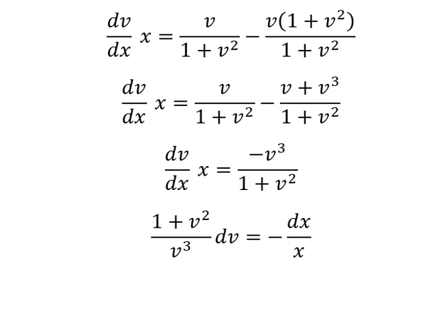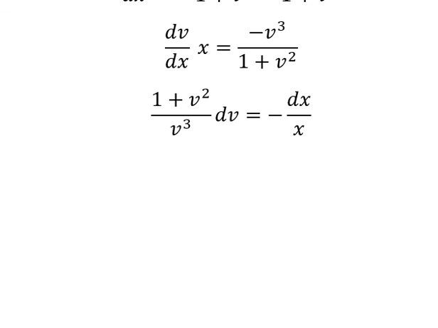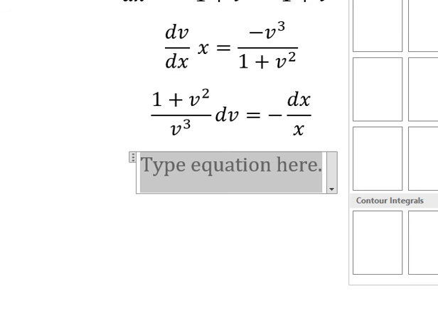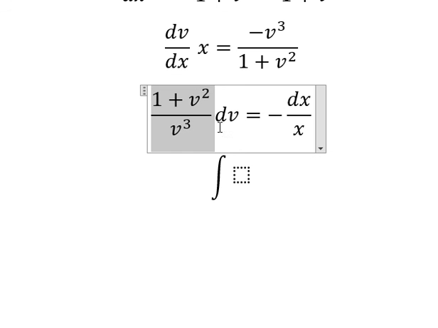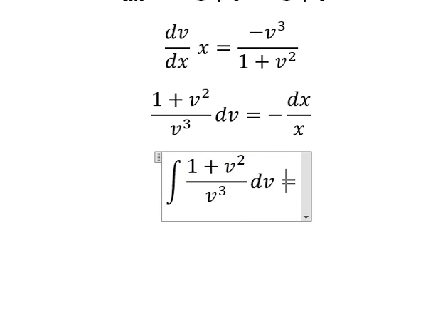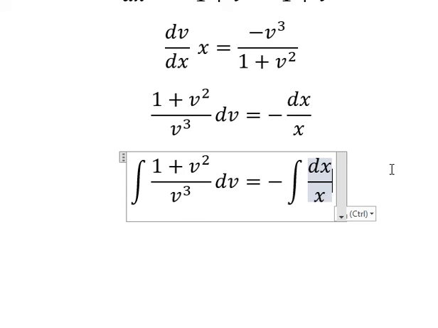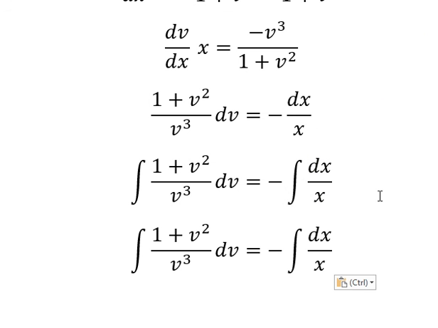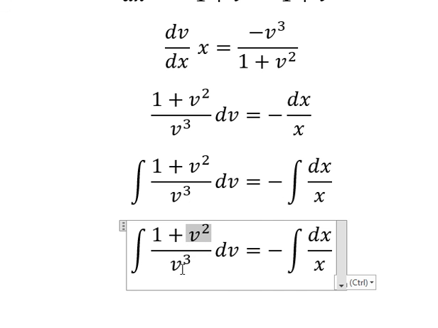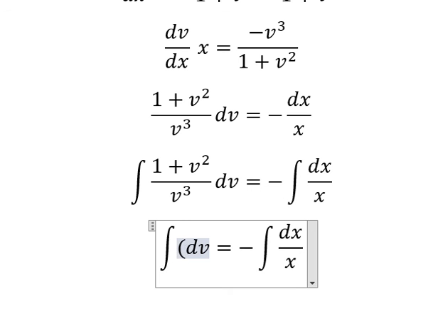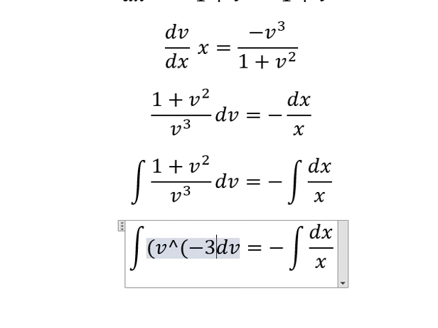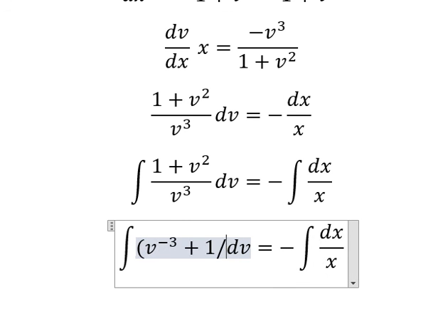Next, I will put the integration for both sides. So 1 divided by v to the power of 3 and v squared divided by v to the power of 3. We have v to the power of negative number 3 and 1 over v.